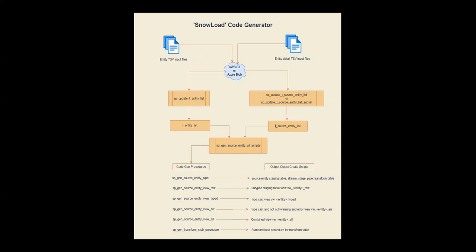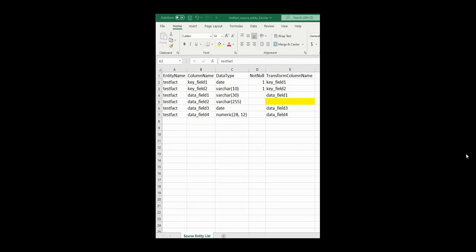Now we move on to the other configuration table, which needs to be populated for our new test fact entity. T-source entity list defines column-level attributes for an entity. Here's the spreadsheet we've created for the source entity list input for our test fact entity. So for each field, we have indicated what the staging column name will be and what the corresponding transformation column name will be. In this case, they're the same, but of course they don't have to be.